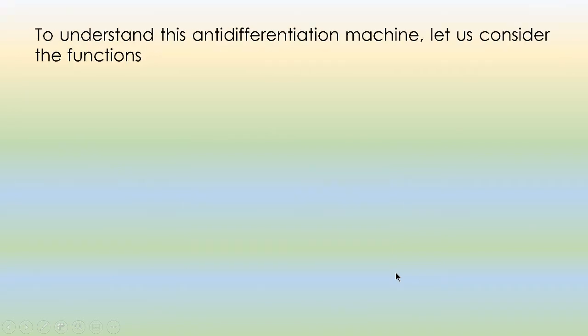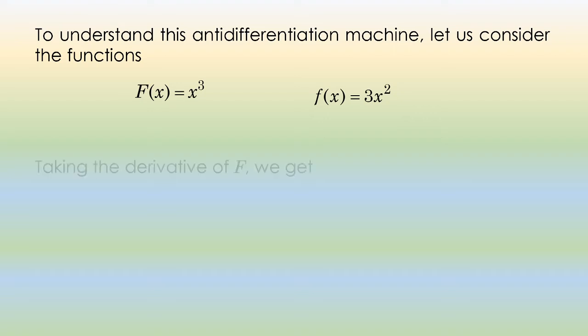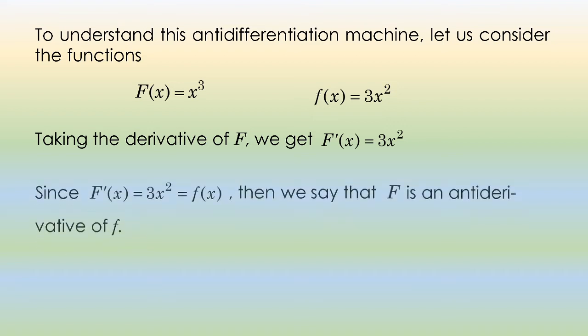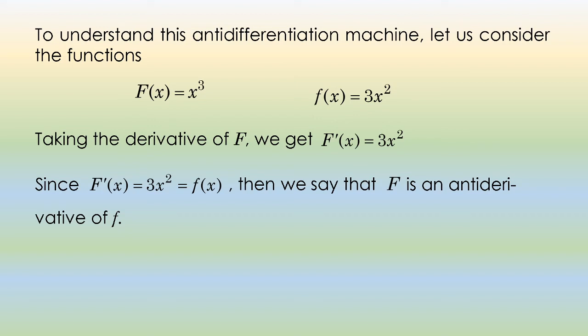To understand this antidifferentiation machine further, let us consider the functions capital F of x, which is equal to x cubed, and small f of x, which is equal to 3x squared. Taking the derivative of capital F, we get F prime of x, which is equal to 3x squared, and that is equal to the small f of x. Since the derivative F prime of x is equal to small f of x, then we say that F is an antiderivative of small f.